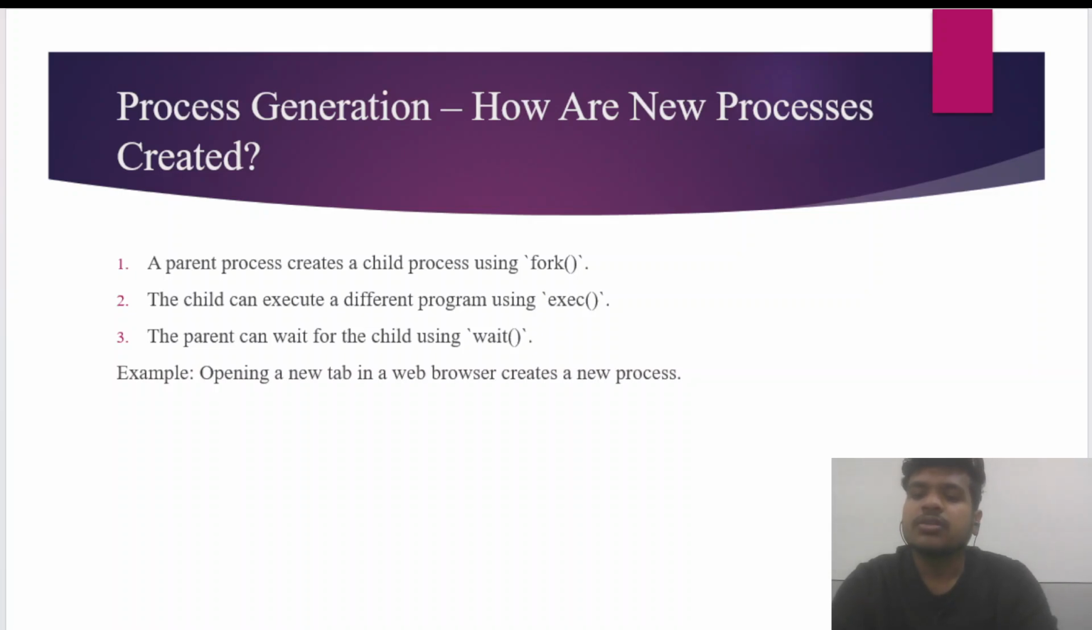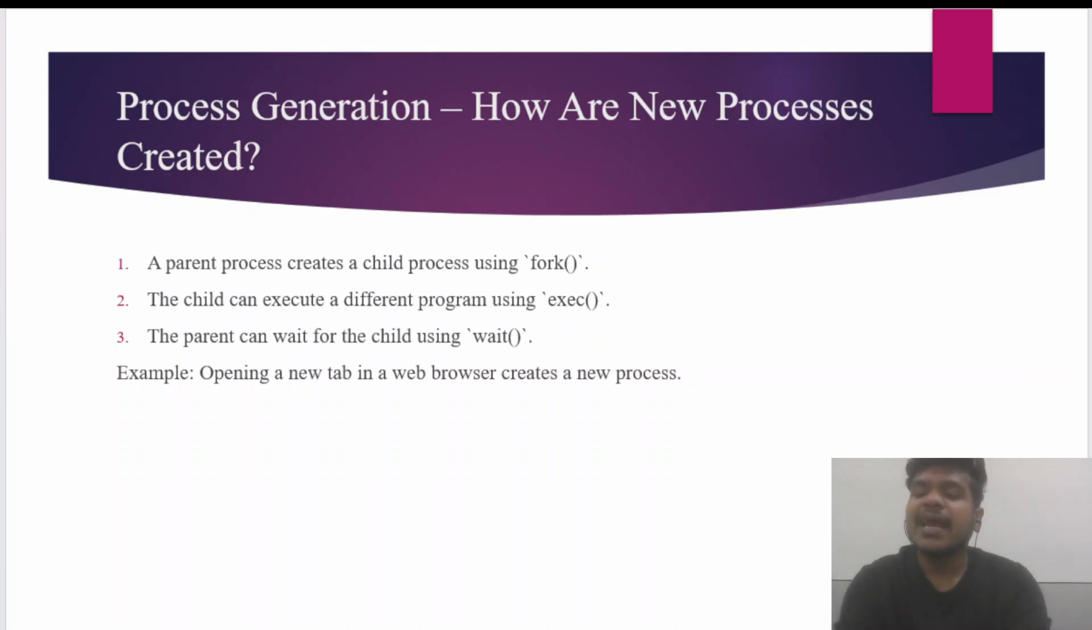Then execution. The child can execute a different program using exec. Waiting. The parent can wait for the child process to complete using wait. Termination. The child process completes and is removed from memory. For example, when you open a new tab in a web browser, a new process is created. So, fine. The next one is process termination.